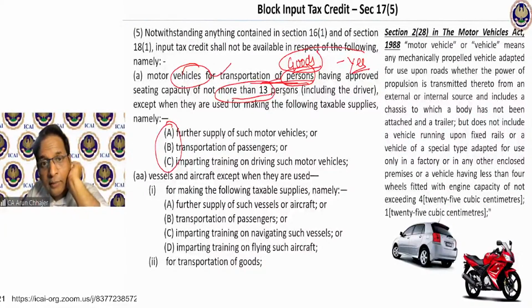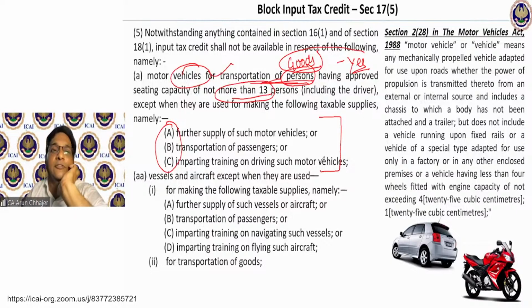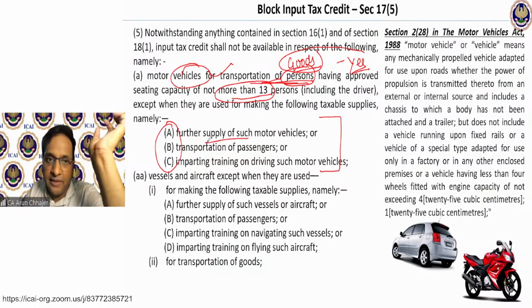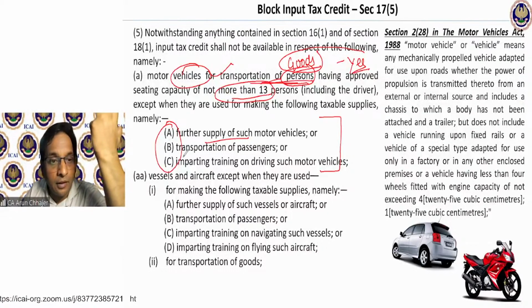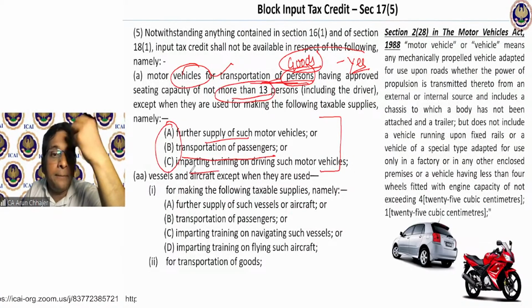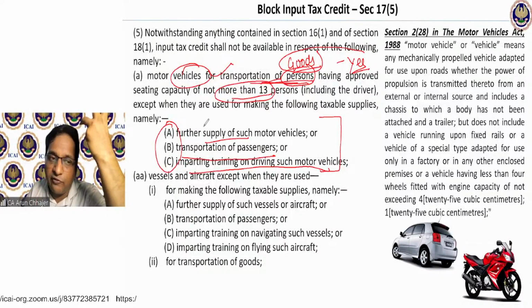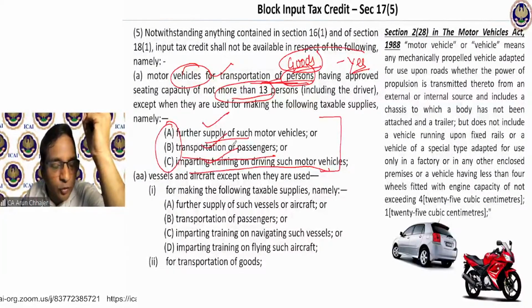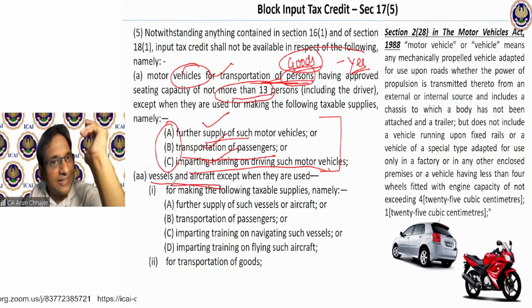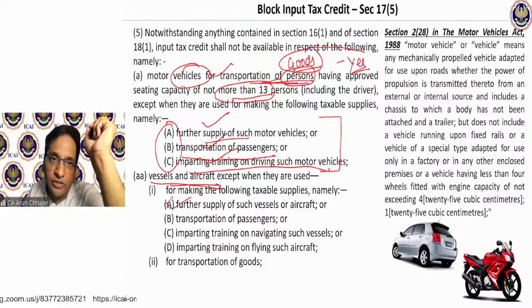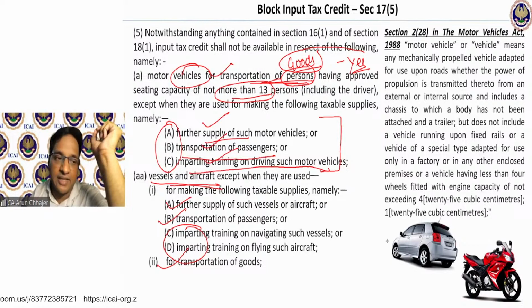Even if it is blocked, if it is falling under the exceptional category. What is the exceptional category? Further supply. Let's say I'm doing the business of motor vehicle. I am purchasing the motor vehicle, selling the motor vehicle. It is for the supply. Transportation of passenger. And third is imparting the training on driving of such motor vehicle, then you can claim the ITC. If you are using for further supply, transportation of passenger, or imparting the training, I would be entitled to claim the ITC. Similarly, vessel and aircraft. If you purchase the vessel and aircraft, ITC is not eligible. But if you are using for further supply, transportation of passenger, imparting the training, or transportation of goods, ITC is allowed.